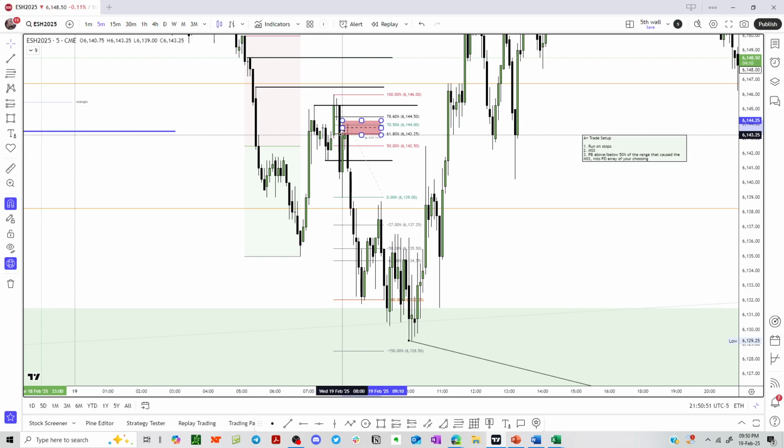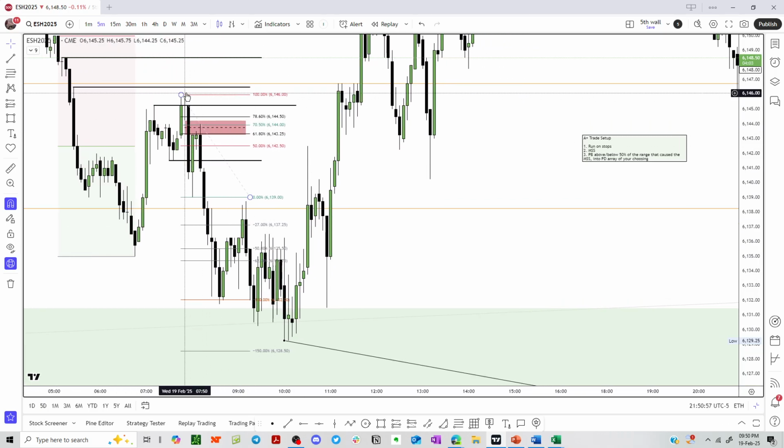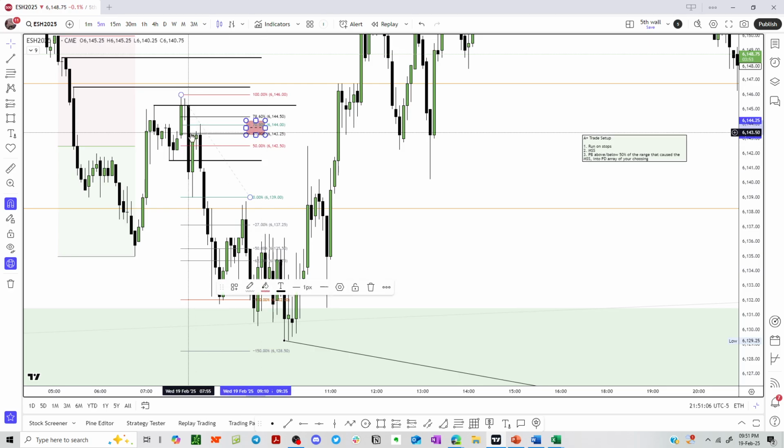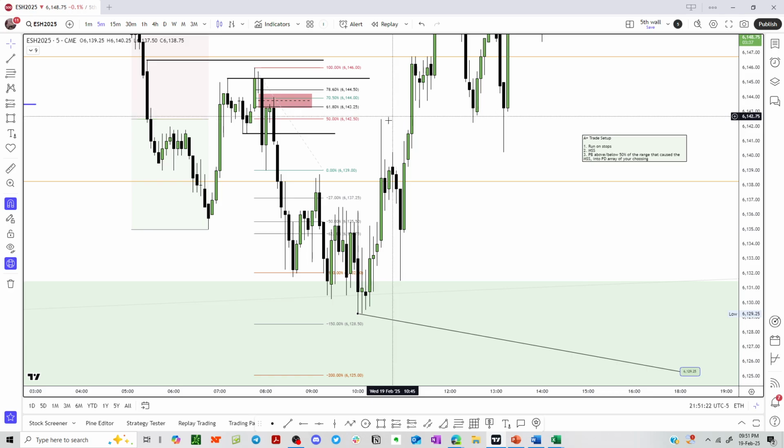You could have kept that one on, whatever works best for you. But this is the model, right? Run on stops, market structure shift, retracement into an imbalance. And that's actually not just your ordinary bearish imbalance, but also a balanced price range, because you have this here, you have this here, which should add more confluence to your entry, more strength to your short entry.